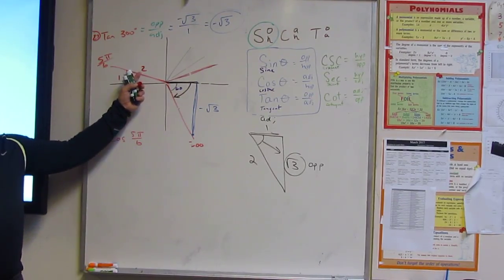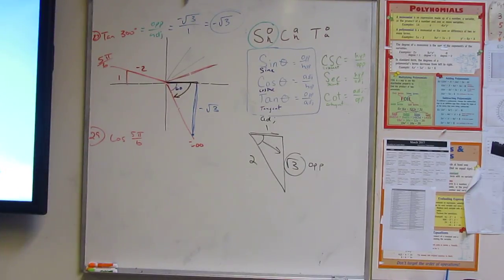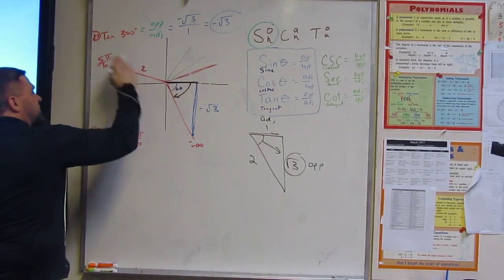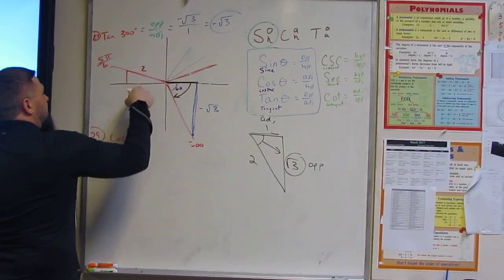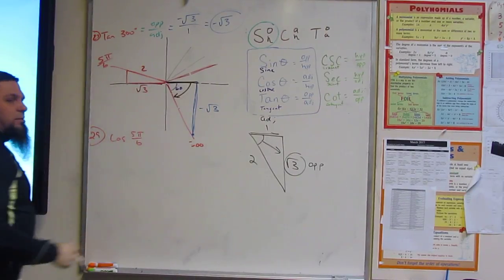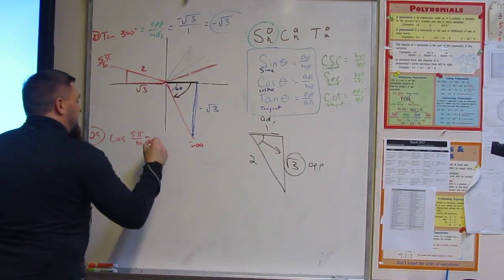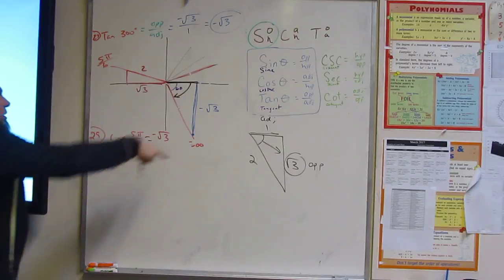See, is this 2 actually negative? Why would that distance be negative? It can't be. Distance can't be negative. Distance is always positive. Alright, so it's just 2. Okay, so cosine is going to be adjacent, which is negative square root of 3, over the hypotenuse.